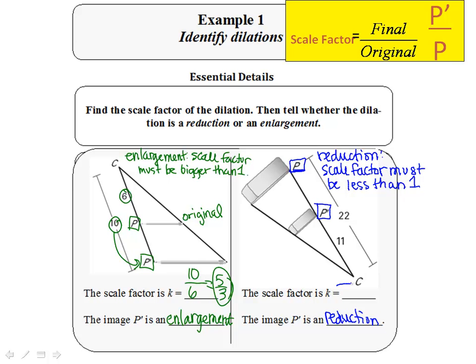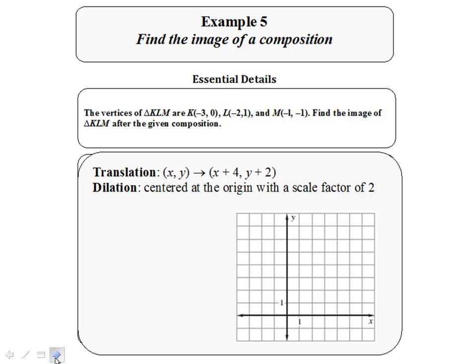For scale factor, remember up here at the top, we're going to do our final over our original. Our final right here is 11. So it's 11 over our original, which is right here, 22. 11 over 22, well 11 goes into both, that's just 1/2. So it's a reduction, and multiplying by 1/2 makes it smaller. Let's look at the next part of our frame here.